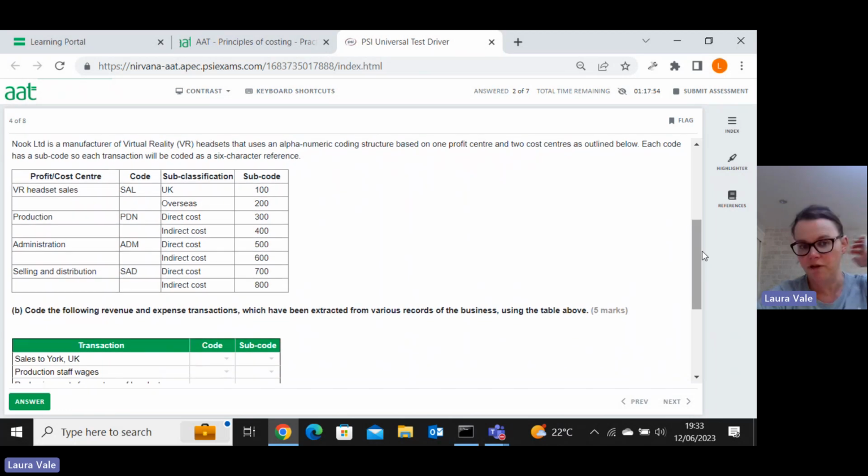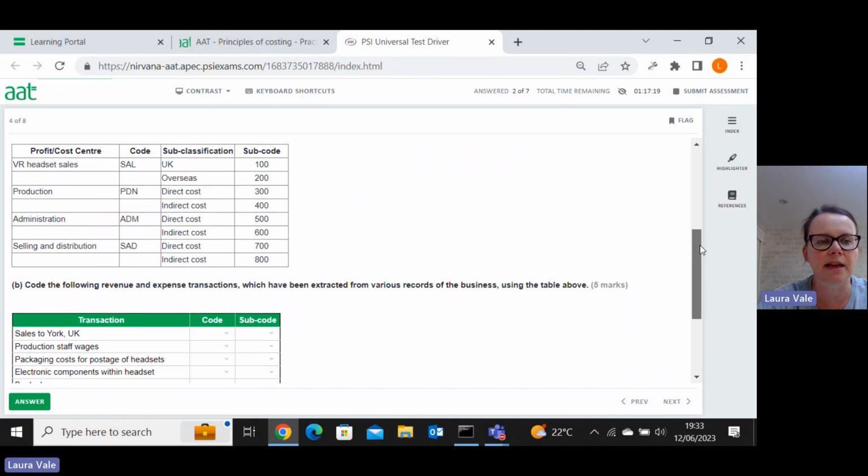Nook Limited is a manufacturer of virtual reality headsets that uses an alphanumeric coding structure based on one profit centre and 2 cost centres as outlined below. Each code has a subcode, so each transaction will be coded as a 6-character reference. Right, so we're looking for 3 letters followed by 3 numbers. We have to code the following revenue and expense transactions, which have been extracted from various records of the business. Right, so let's get going. We've got sales to York. So sales is going to be SAL.